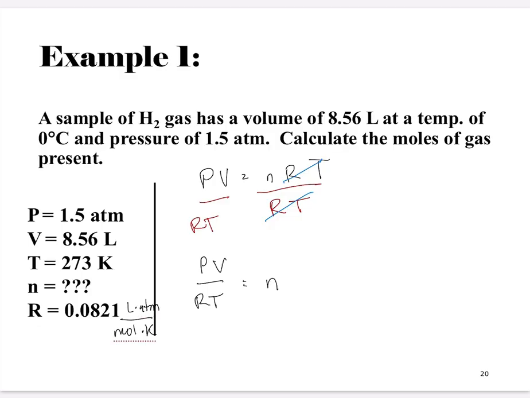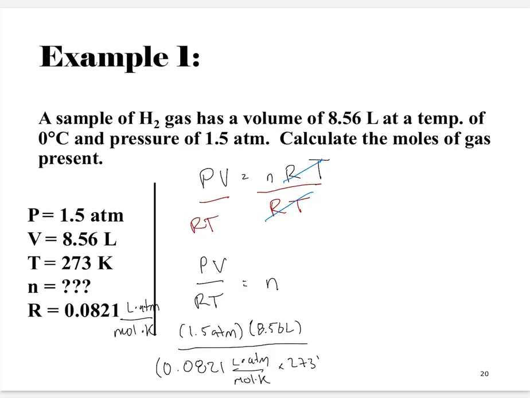And what unit should we end up with here? Moles, right? Because n represents the number of moles of the gas. So our pressure is 1.5 atmospheres. We're writing our units down with every step so that we can see them cancel out. Our volume is 8.56 liters. Our ideal gas constant is 0.0821 liter atmospheres per mole Kelvin. And then our temperature is 273 Kelvin.